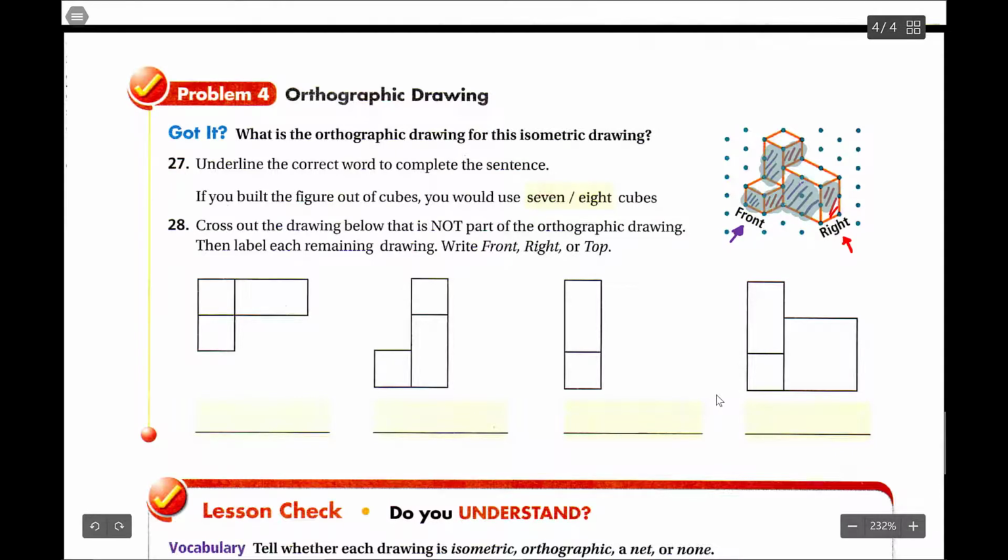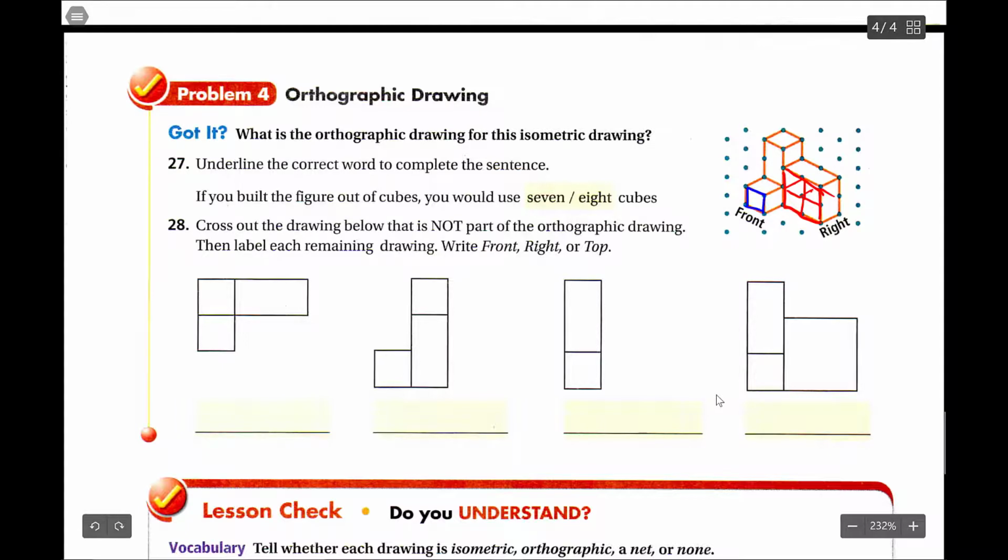So let me erase this first, though, because we're going to look at question 27. Underline the correct word to complete the sentence. If we built this figure here to the right out of cubes, how many would we use? So we know that this is going to be 1 cube in here, and then this is going to be a second cube, and then we'll have cube number 3 and 4 on top. So this shape right here is composed of 4 cubes.